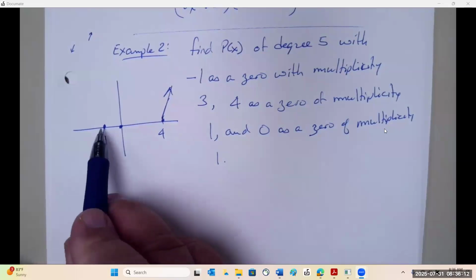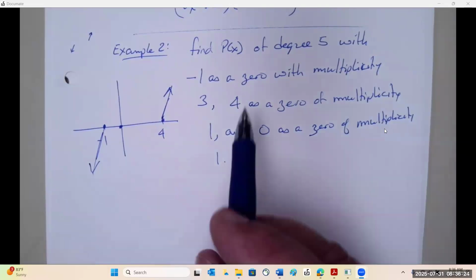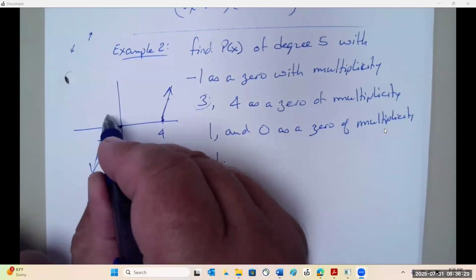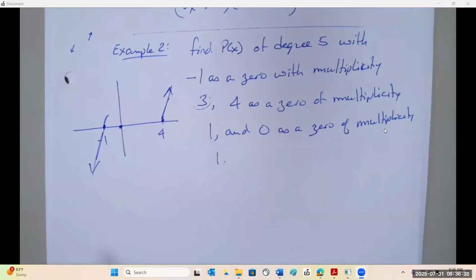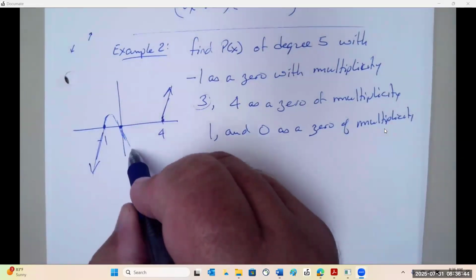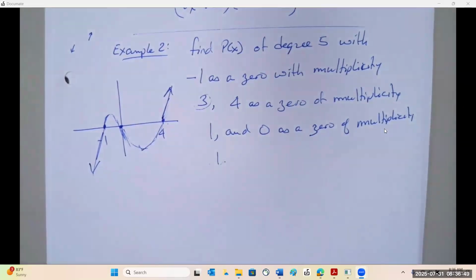So at negative 1, is it going to bounce or is it going to cross? Why? Right. At negative 1, the multiplicity is 3, which is odd, so it crosses. What does it do at 0? Cross or bounce? Why does it cross? Odd multiplicity of 1, so it crosses. And it has to cross at 4, so it looks something like this. We know the graph without even knowing the function, really.